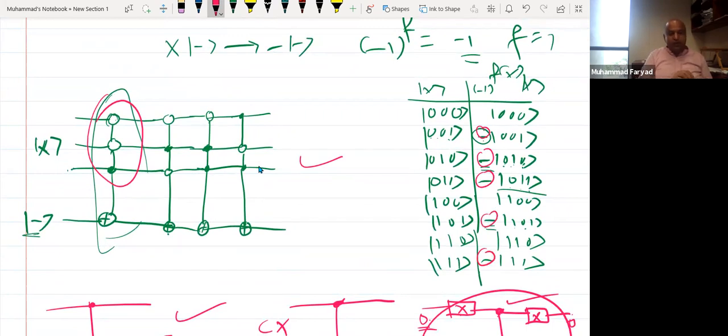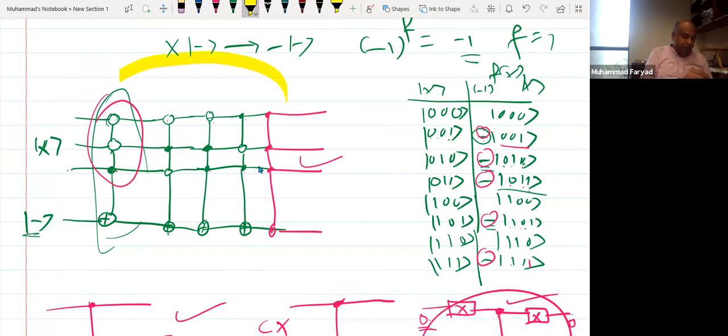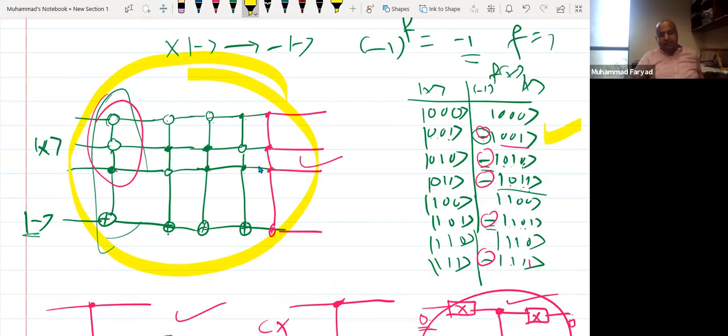So there are five. So in principle, I need these five control gates that are controlled by three inputs. So this is 001, 010, 011, 101, 111. So this is for all three ones. It's like this. So this circuit will do exactly the job that is shown in this truth table.